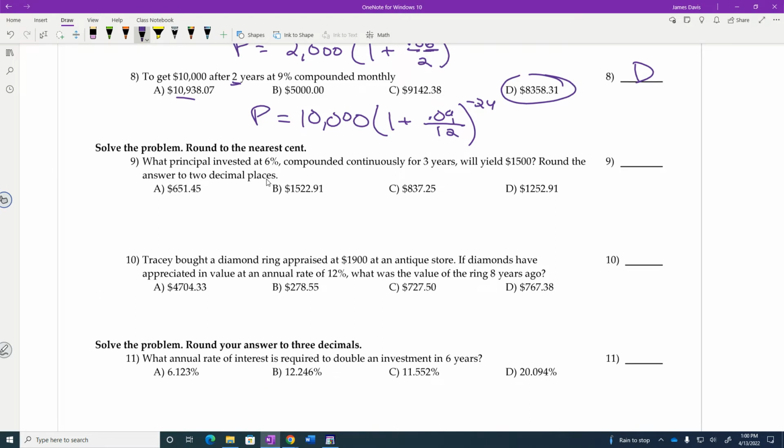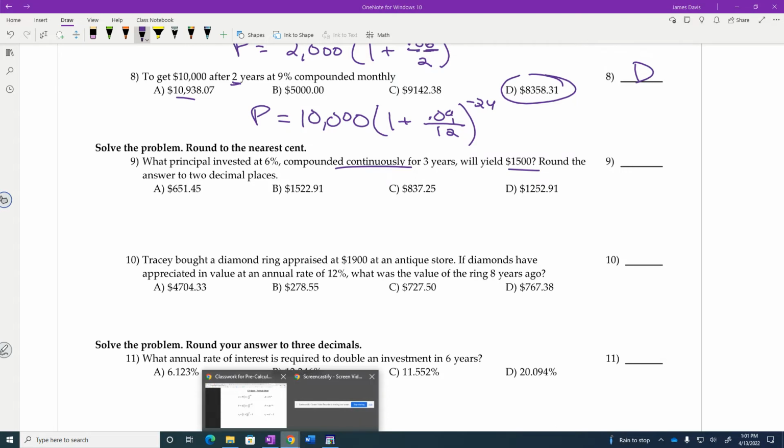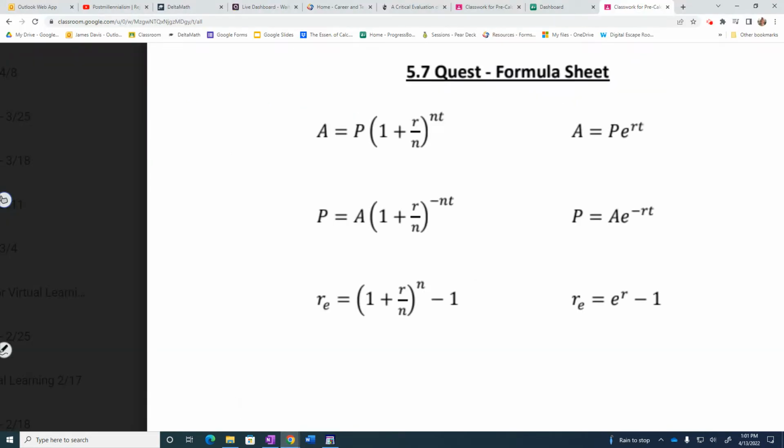Number 9 is also a present value. It says, what principal would we invest at 6% compounding continuously for 3 years that will yield us $1,500? How much do we need to invest now to have $1,500 in 3 years? And it is continuous. Sometimes you see that you want an E. We want the one with the present value here. So it's going to be P equals A E to the negative RT.